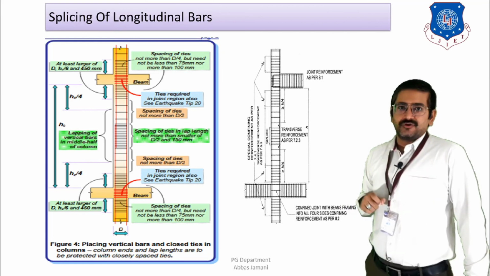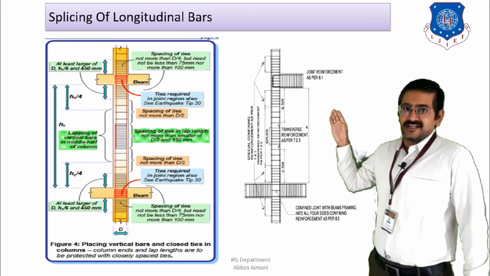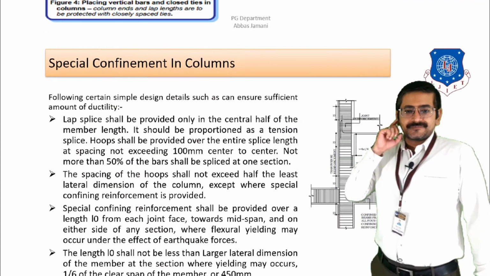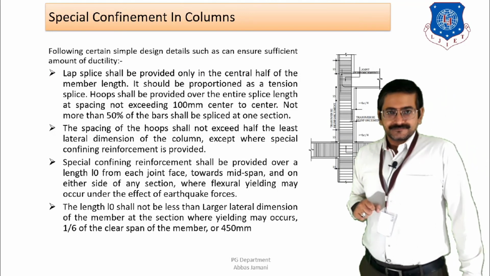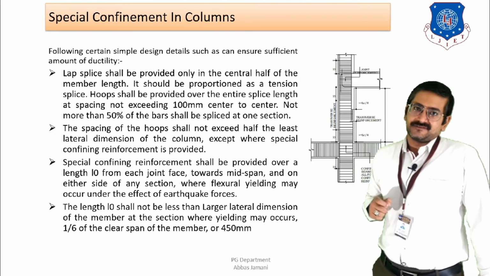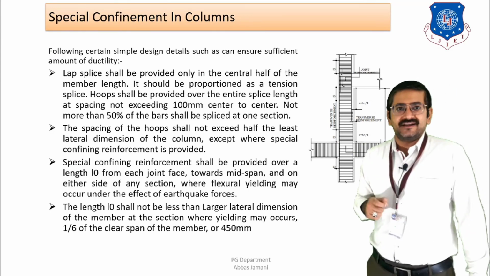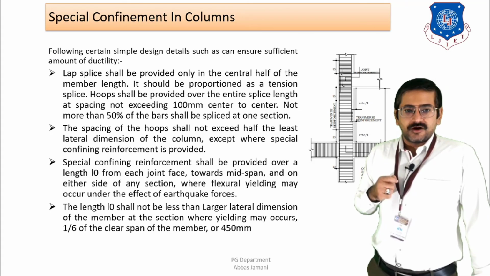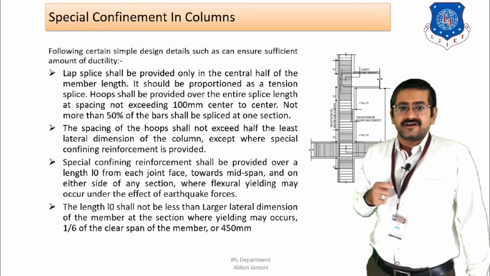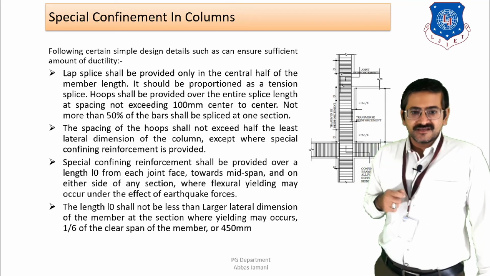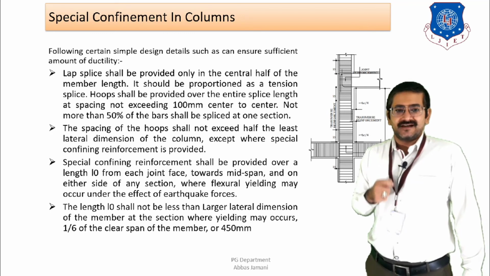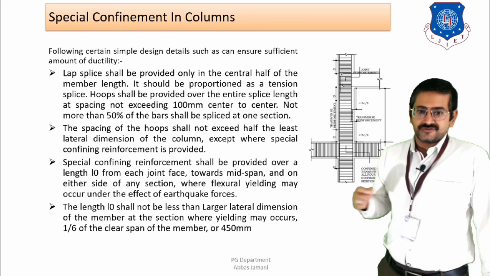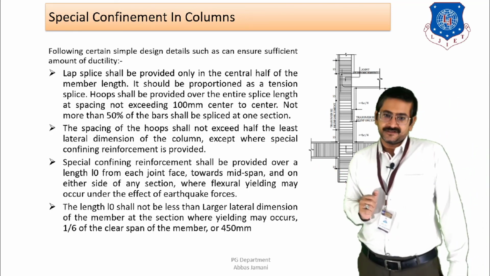The other important thing to note is that the special confinement stirrups should be extended along the beam column joint region also, right? The same thing is being explained here by means of the paragraphs taken from IS 13920. That is, the lap splice should be provided in the center region. Each should be proportioned as a tension splice, and hence the hoops should be provided over the entire length at a spacing not exceeding 100 mm center to center. That is, the spacing of hoops should not exceed half the least lateral dimension, except where the special confinement reinforcement is provided. That also we have seen, and the length of L0 should be selected accordingly. That also we have seen in the figure.